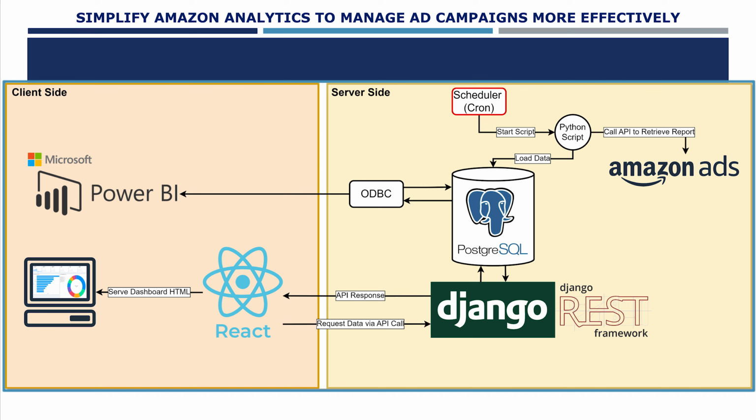Everything starts from the scheduler. The scheduler's job is to start the Python script. The scheduler specifically is cron, which is commonly used in Linux. The Python script calls APIs provided by Amazon Ads to generate reports. Once we get the reports from the Amazon Ads APIs, we add a few columns, calculate a few numbers, and add some tags to make the data easier to query later on. Finally, the Python script takes all the data and loads it into my database.